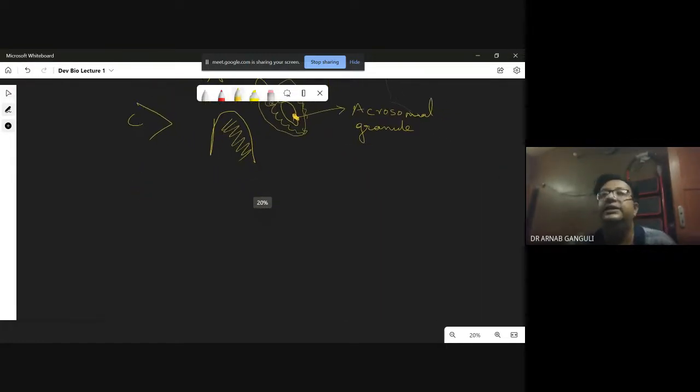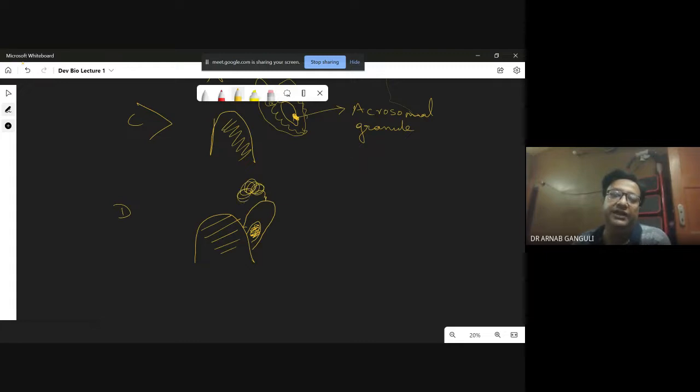Then we go to the next step. This is the nucleus. This particular granule will grow in size, and the Golgi membranes will start reducing. This is known as the acrosomal vesicle.